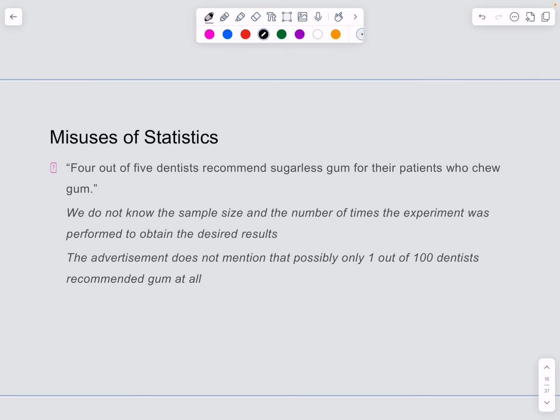Here's an example. 4 out of 5 dentists recommend sugarless gum for their patients who chew gum. So first of all, we don't know the sample size. We don't know if they asked only 5 dentists and one of them said no. We don't know how many times this experiment was performed to get this result. And we also don't get the mention that maybe only 1 out of 100 dentists even recommend gum at all. Maybe 99 out of 100 dentists say don't chew gum. And they just kept asking and asking until they got 4 out of 5. So just be wary of what you read, what you hear, unless they give you all the information about it.